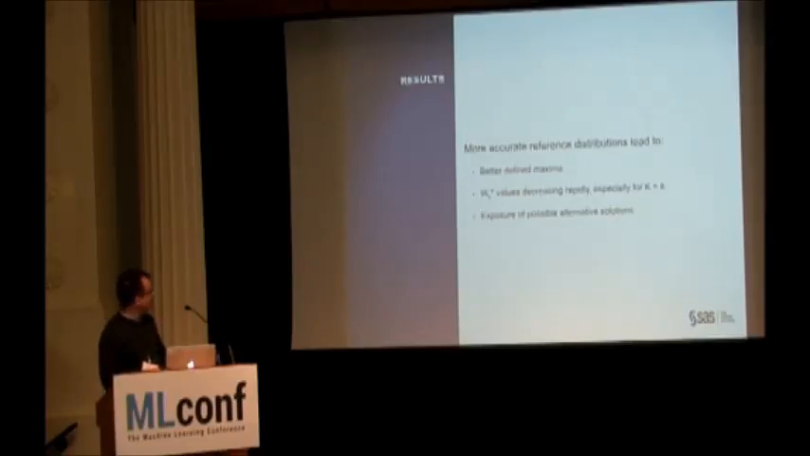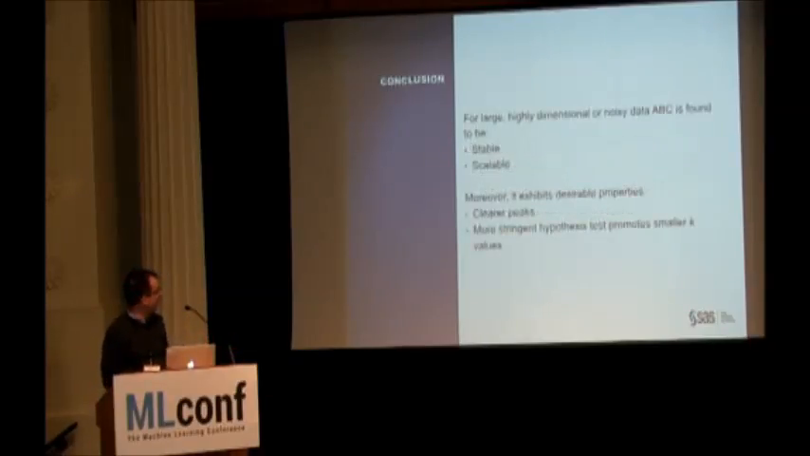So basically, take-home message. We have better defined maxima. We basically favor smaller values of K, clearer peaks, stability, and scalability. Those are some properties that we find desirable. And if you're using K-means, that's something you might care about as well.